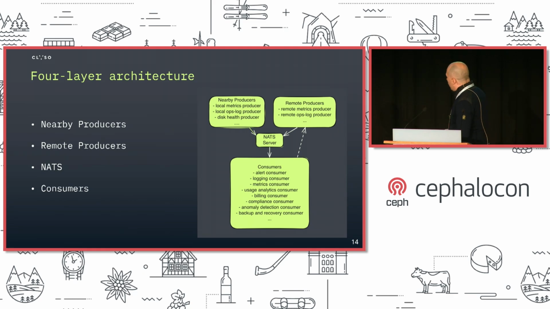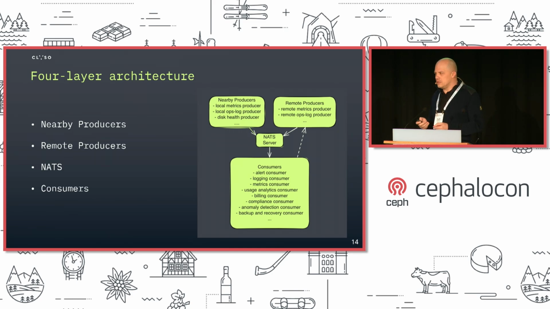And here we have an idea of a four-layer architecture. You can see it. It's nothing really new, but I think the idea can be promising. We can create one producer. It should be a nearby producer. For example, we need some information from the logs, so it should be nearby to the Ceph components or Rados Gateway components so that we can grab some information and provide it to NATS.